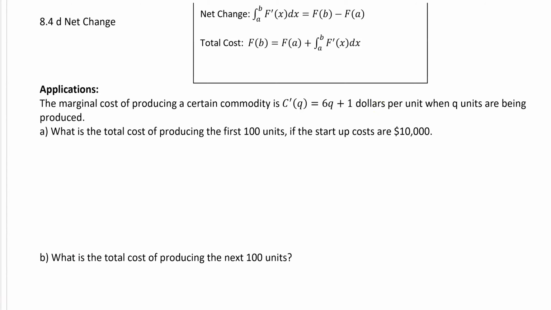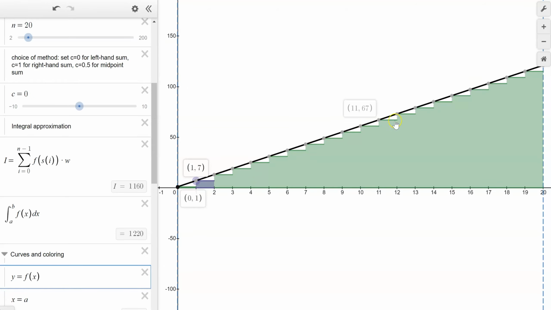So I've already graphed it here with our nice Riemann sums below. And so if you plugged in 0, we're expecting a cost of $1 for the first unit. And if you plug in 1, well, we're expecting a cost of $7 for the second unit, and 13 for the third, 19 for the fourth, 25 for the fifth, 31 for the sixth, and so on.